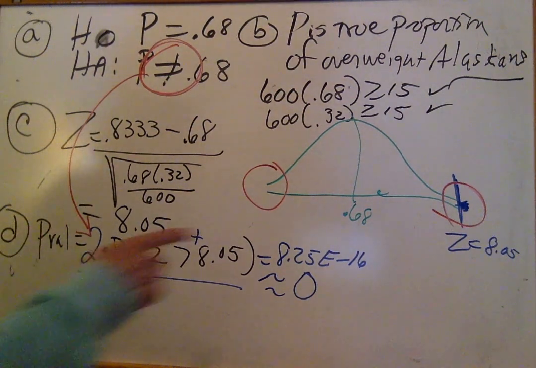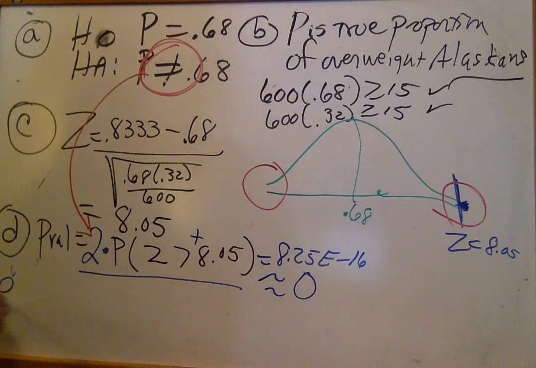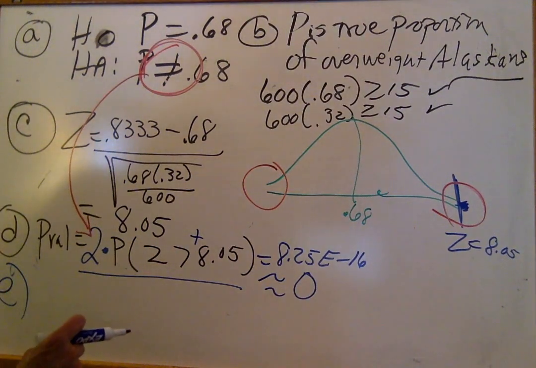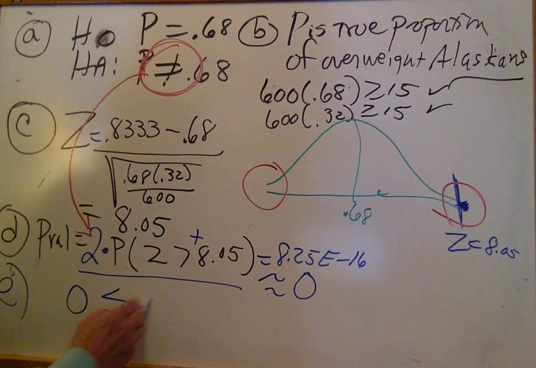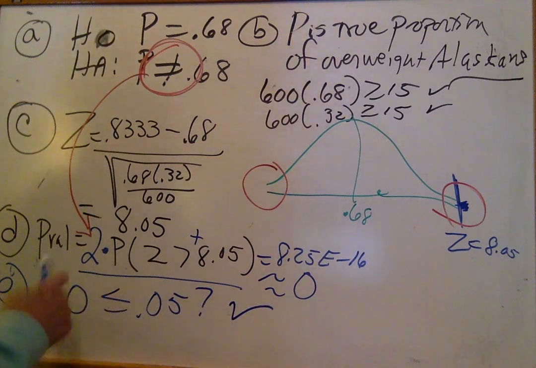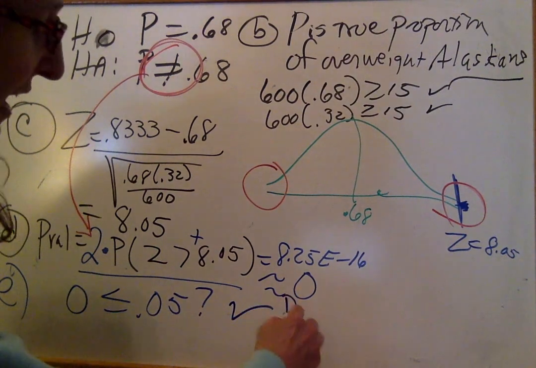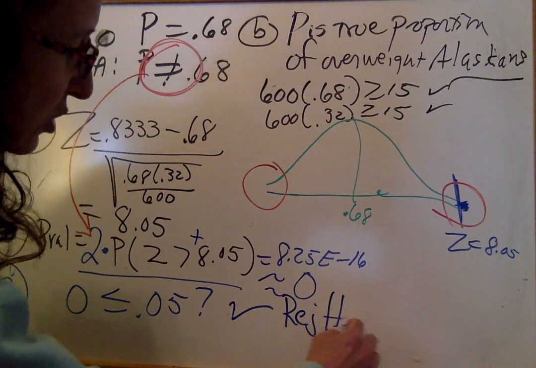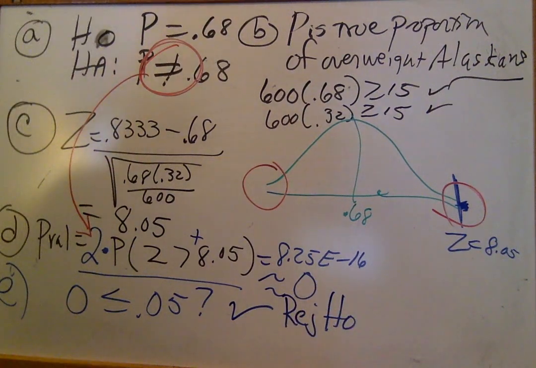What's my next step? I have to compare that to alpha. Alpha is 0.05. Is 0 less than or equal to 0.05? Of course it is. It's 0. Doesn't get any better than that. So yes, reject H0. There is evidence of whatever they asked me. I need to come up higher.